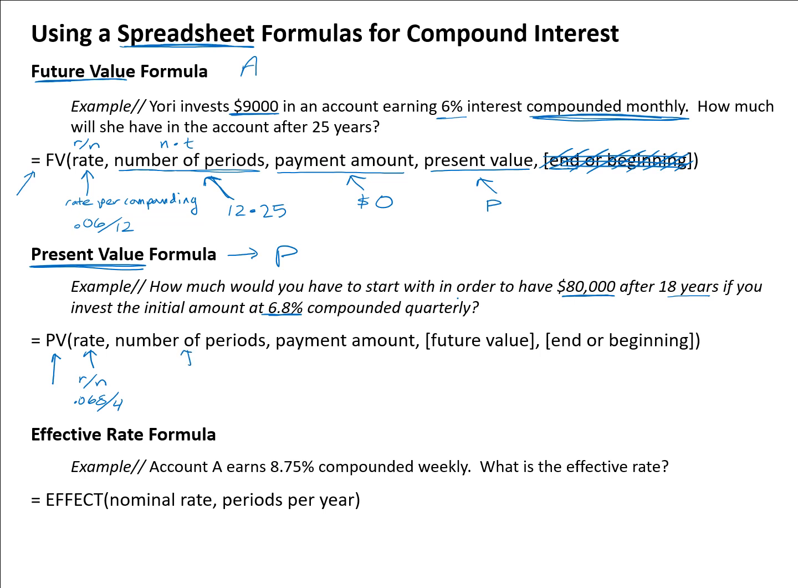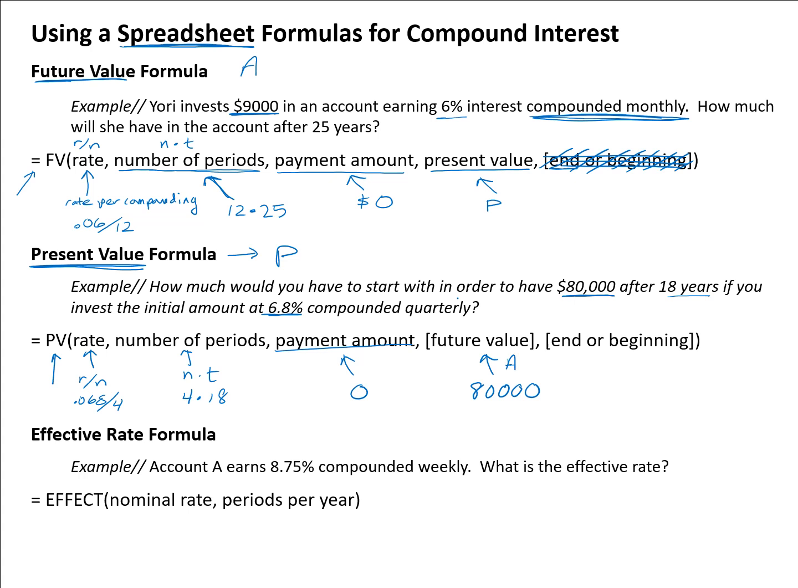Number of periods is going to be the total number of times we earn interest, which would be N times T. So in this example that we did earlier, that would be N, which is quarterly, so 4 times 18 years. And then payment amount is, again, if you're giving money on a regular basis, we are not, so that would be 0. And then we would want to know our future value, which is how much we want to have at the end. So that would be 80000. But you have to be careful not to put the 80000 in with a comma. So this would be the future value, or A.